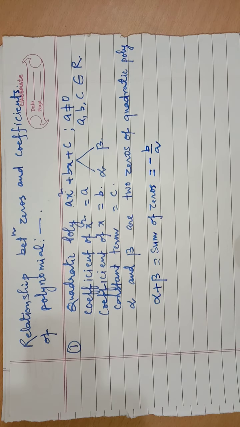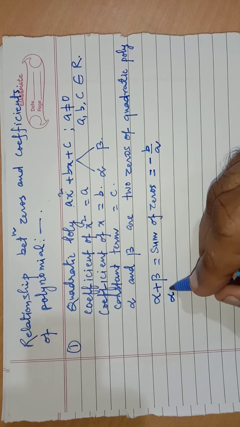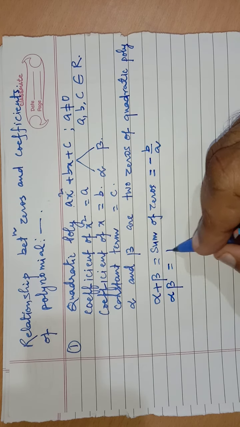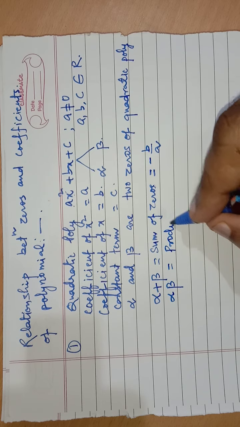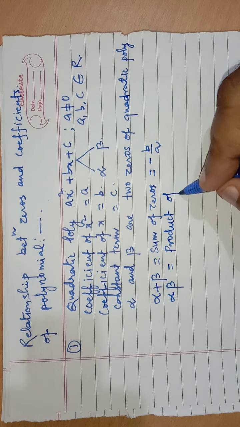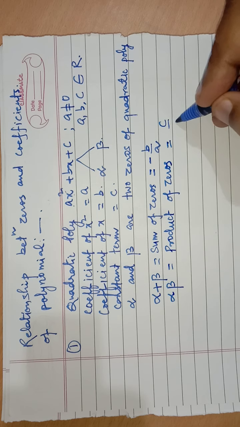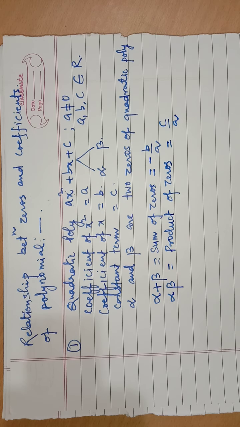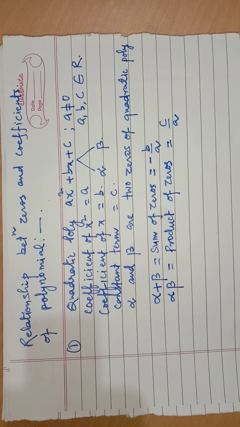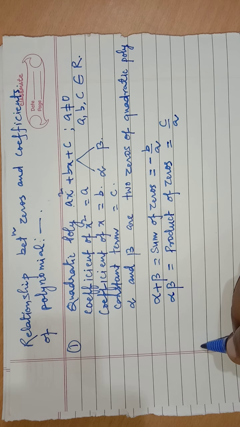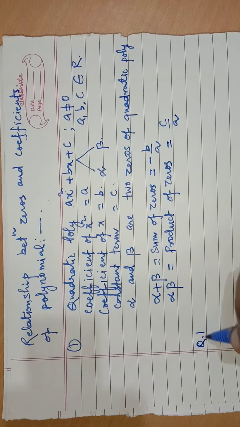This is the formula you have to learn, and the product of zeros of a quadratic is plus c by a. So now we are doing one of the questions related to it. First question I am taking, question number one.